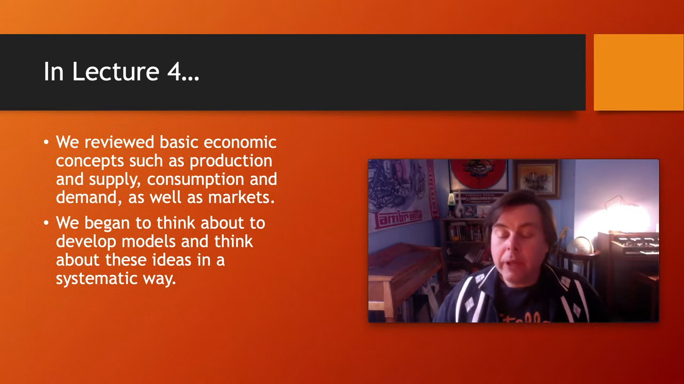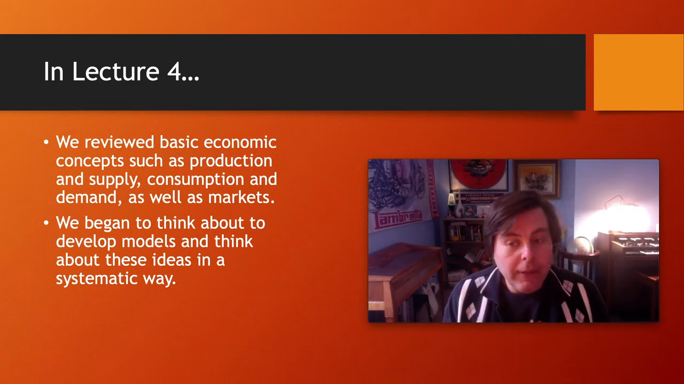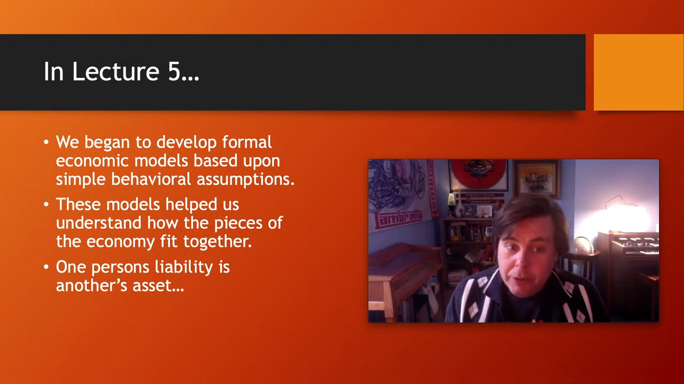Then when we got to lecture four, we sort of went way backwards, right, to the very beginning of economic thinking and thought about super rudimentary economic concepts: production, supply, demand and consumption, and markets. And we started to think about how we could develop a model to think about these things in a systematic way. Then in lecture five, we did that, right?